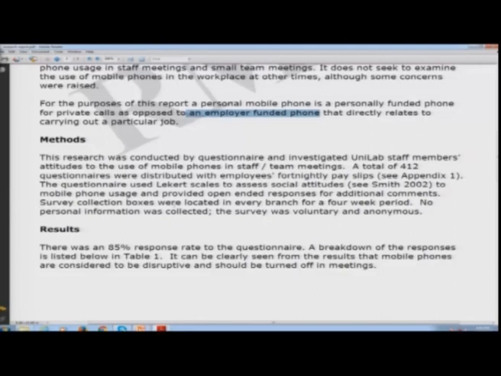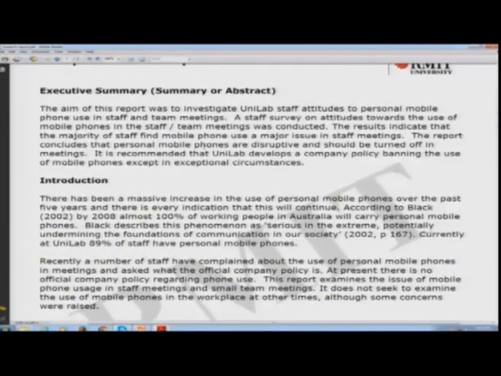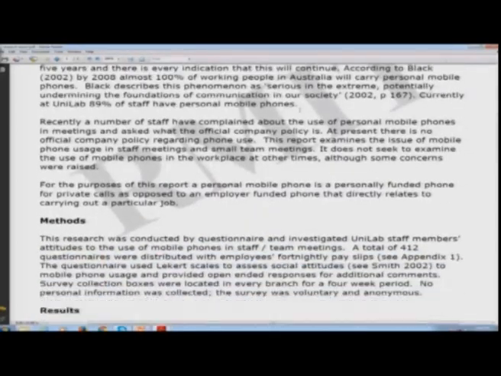Survey collection boxes were located in every branch for a 4-week period. No personal information was collected. The survey was voluntary and anonymous. So, this is about the research methodology. So, how they went about it? So, we saw earlier that this was a survey. So, now we have details about it.